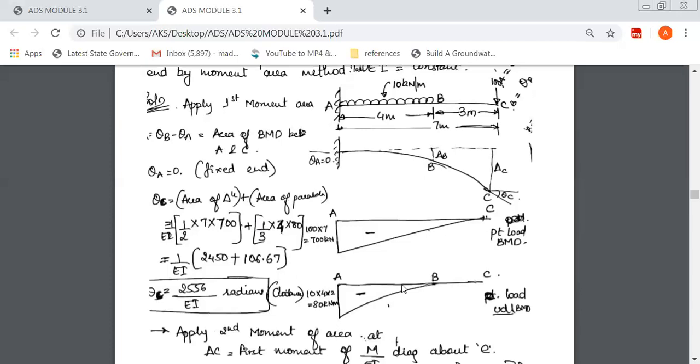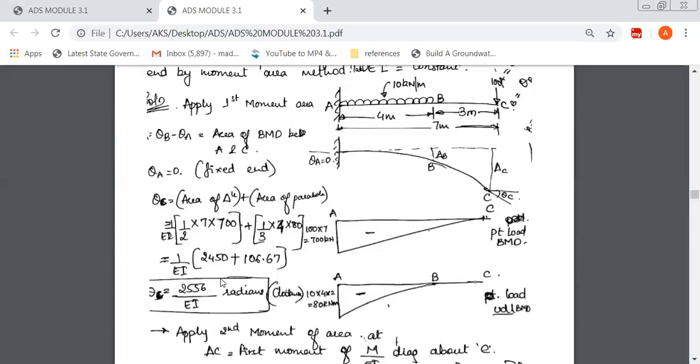Now see here, again it's a parabola, a cubic parabola, so we already know this. The area of this is one third of base, and the base is only 4 meter. So one third of 4 into 80. When you add the area of the triangle and the area of the parabola, you'll get theta C, that is, this quantity divided by EI. Now, theta is always measured in radians. Deflection is measured in meter or mm.